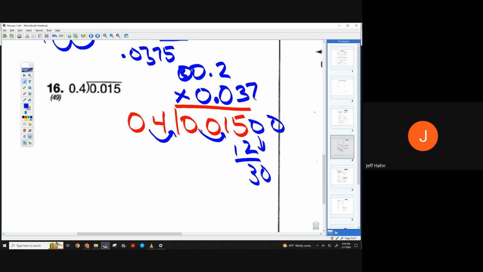4 goes into 37 times. At some point, it's going to work out. 4 goes into 25 times. 75. Gotta be a couple more out there, no? That sums up the whole kit and caboodle.